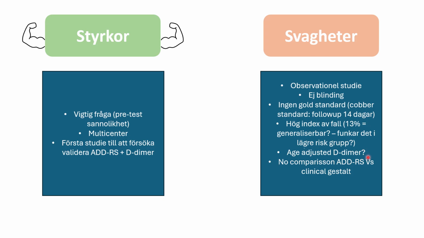Age-adjusted D-dimer was not in the study. It's something that we don't know whether this works or not. And there was no comparison, right? So it's the ADRS score. We should probably have done a cluster randomized control trial where you have the ADRS score versus just normal physician gestalt to see which one was the most useful, right? Too many studies are done using scores where it's not tested against an expert physician.